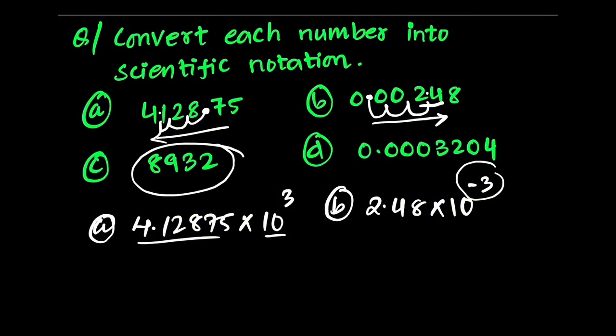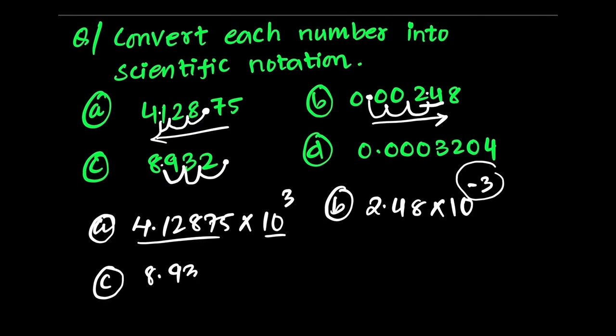Now let's look at this one. So the first thing is to spot the decimal point. Since we know the decimal point is immediately after the ones digit, which in this case would be right after this digit 2. So the next thing is to move this decimal point between 8 and 9. 1, 2, 3. So now the decimal point gets here, which becomes 8.932 times 10 raised to 3. The power of 10 is positive because we are moving the decimal point towards the left.